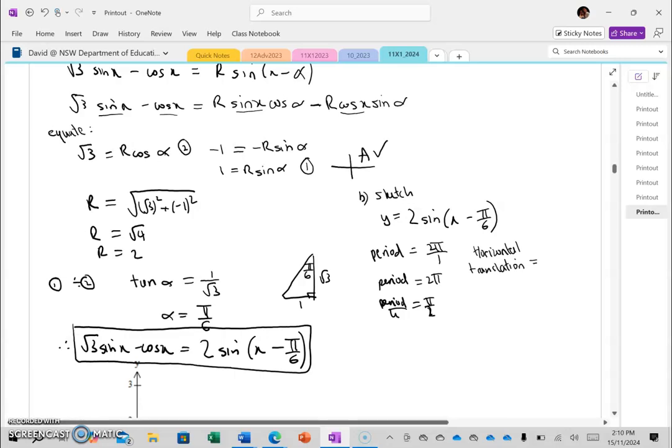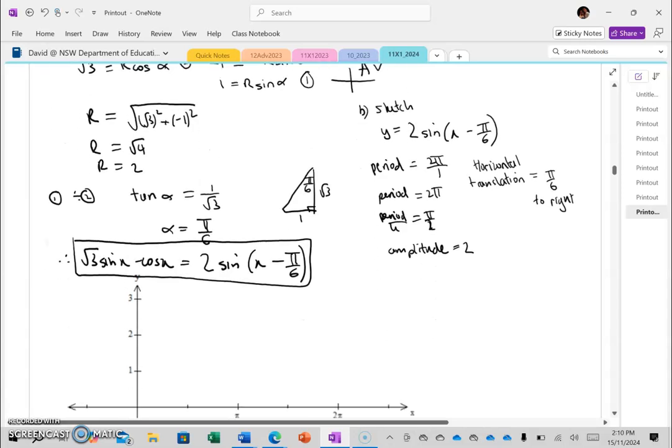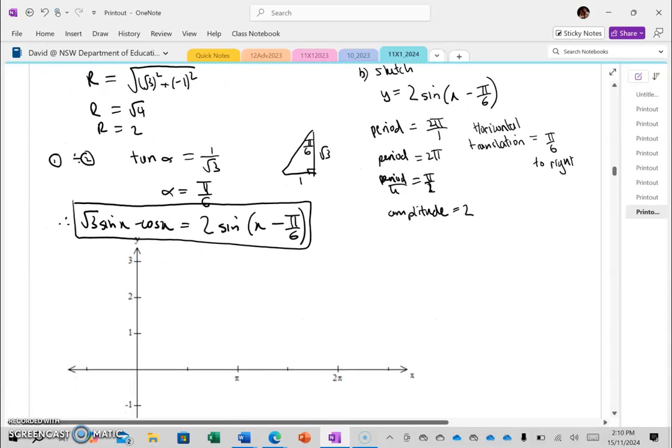Okay, the phase of negative pi on 6, which is a horizontal translation, pi on 6 to the right, because there's a negative in front, it's to the right. And we've also got an amplitude of the sine wave of 2. Amplitude of 2. The center will just be 0 because there's no plus anything at the back of the rule. So that should be enough information to sketch this.